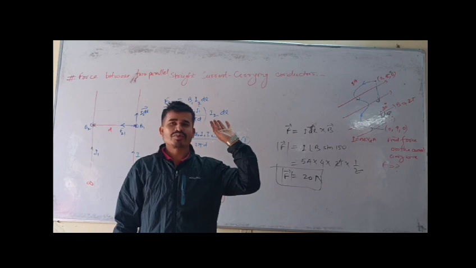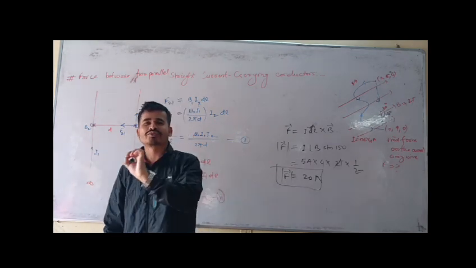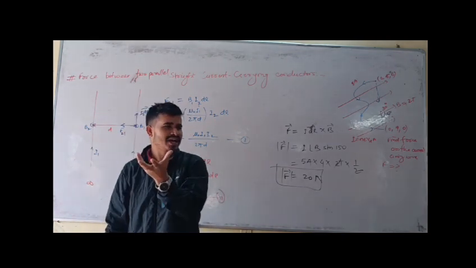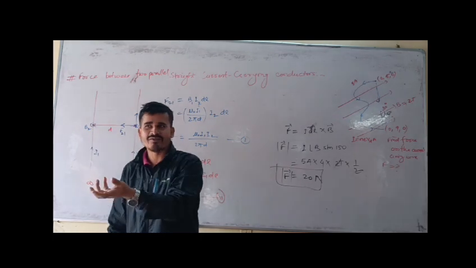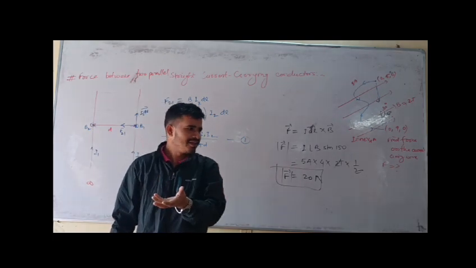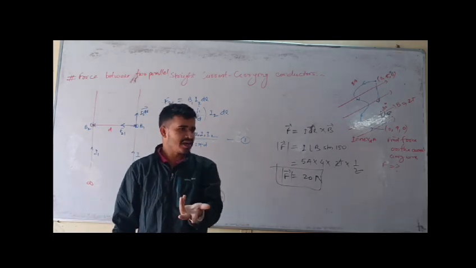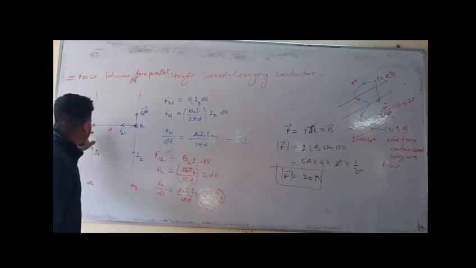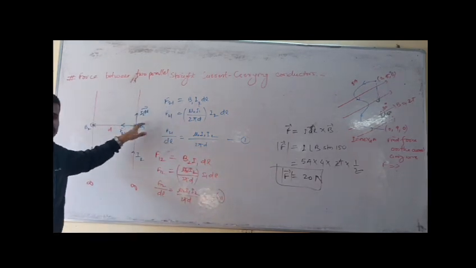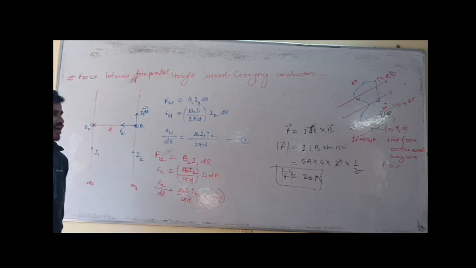I already taught you. Why? Because there is K, Q1, Q2. The product of Q1 and Q2 is the same: 2 into 4 is 8, 4 into 2 is 8. The force will be the same. Here too, the force on this wire or this wire will be of the same magnitude.